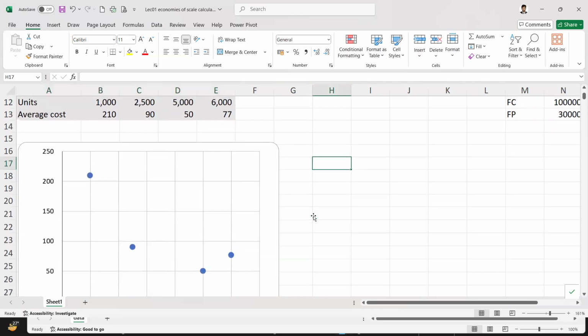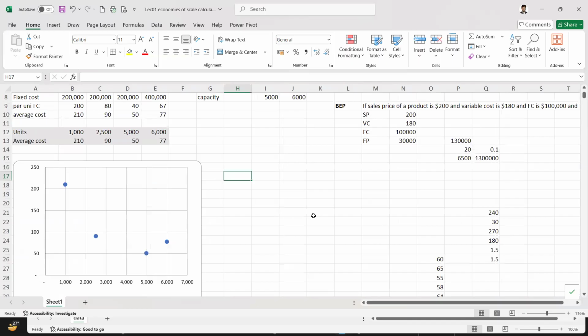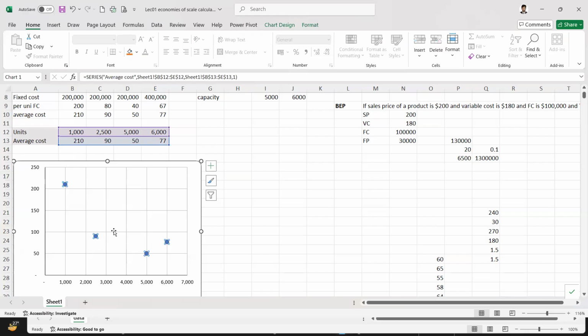You will find that when you are producing 100 units, 1,000 units, your average cost, this is average cost, and this is your quantity Q. When you are producing 1,000 units, your average cost is 210. When you are producing 2,000 units, your average cost is 90. When you are producing 2,500, and when you are producing 5,000 units, your average cost is 50. But when you are going beyond your capacity, your average cost is increasing again.